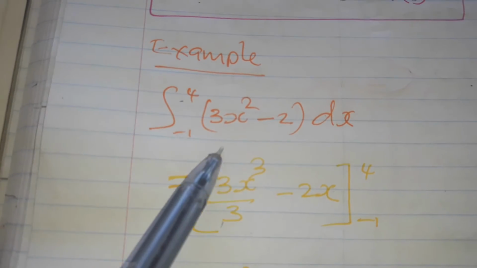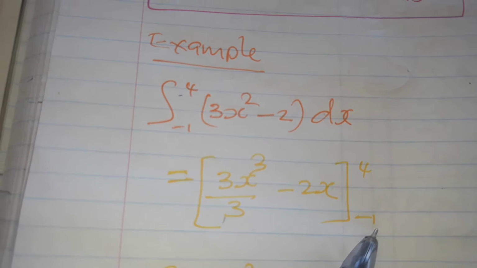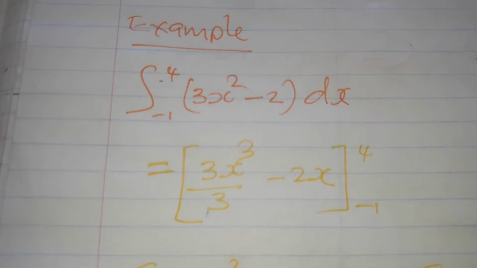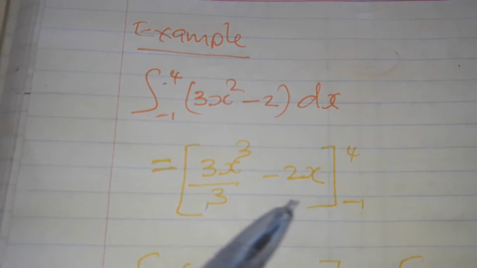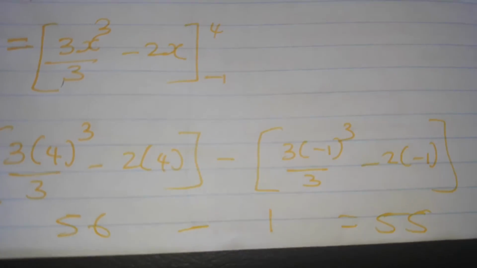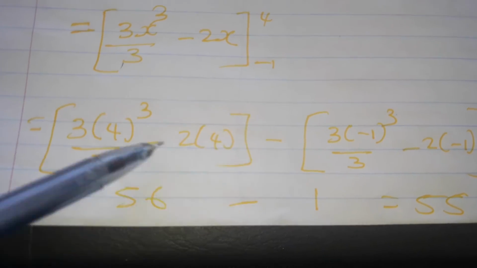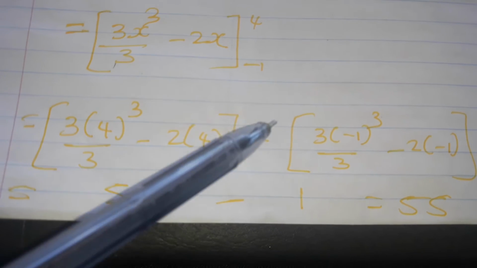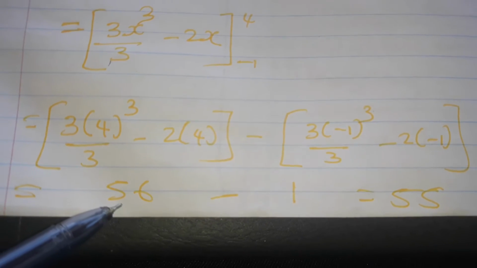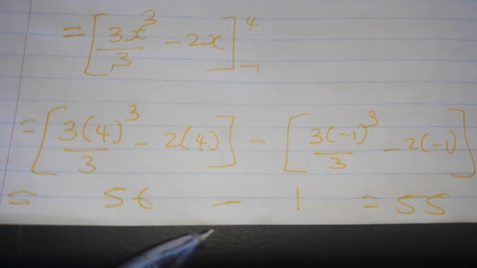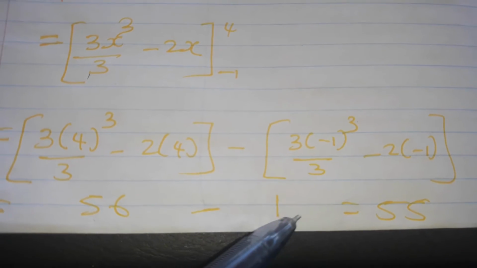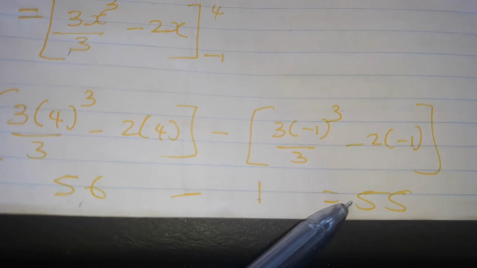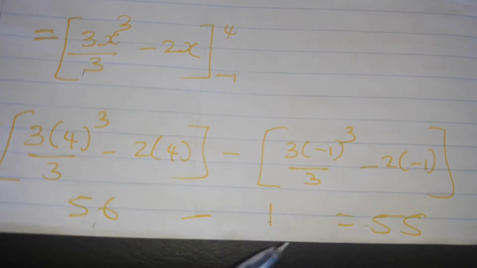So then I'll put that into a square bracket and write down my limits. After I write down my limits, it means that I'll have to substitute and subtract. There you go. Okay, so once you substitute 4, minus, then you substitute -1. Once you substitute 4 in that integrated expression, you get 56 minus, once you substitute -1, you should get the answer 1. So 56 minus 1, the answer is 55.